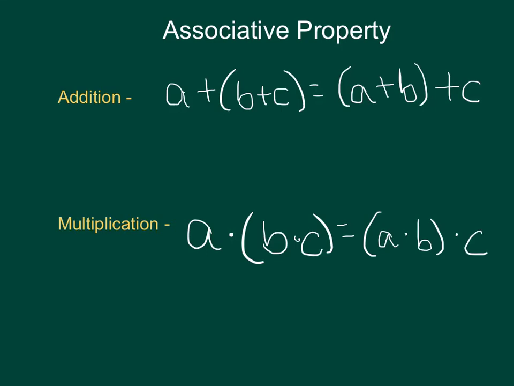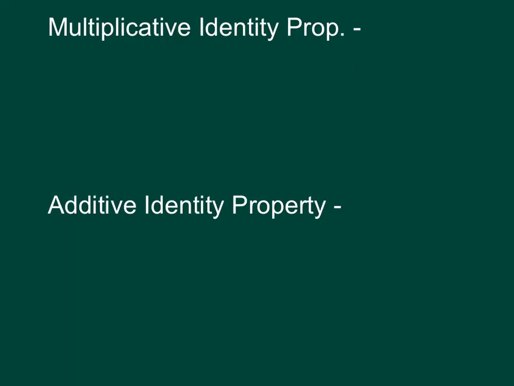So you have the commutative property, which is like home to work and work to home, and then you have the associative property, which has the parentheses. It's how they associate, so it's different groups of people. Okay, then you have the identity property.